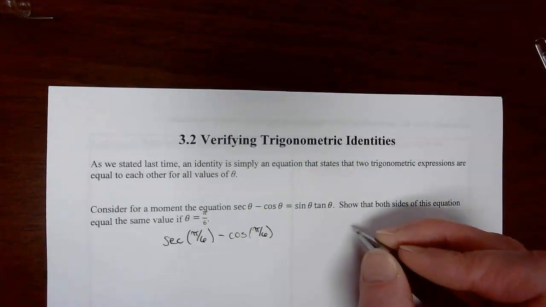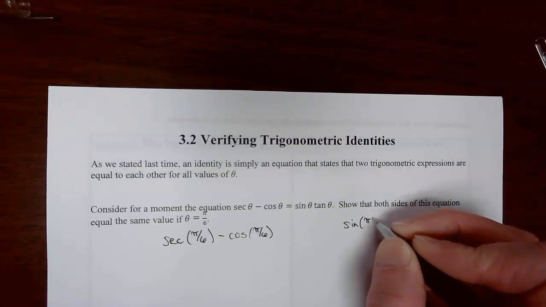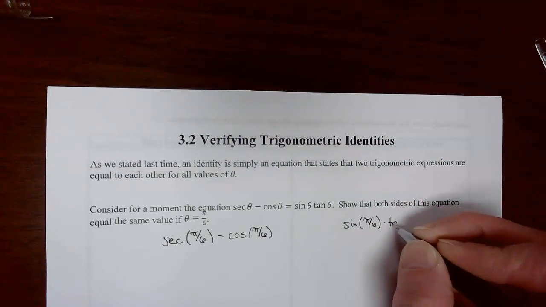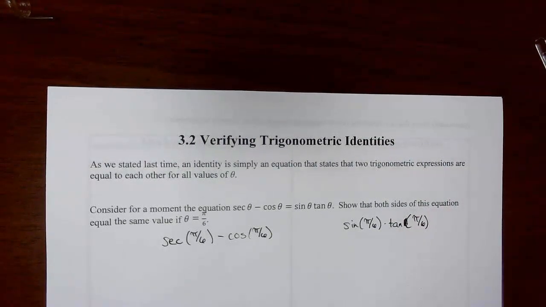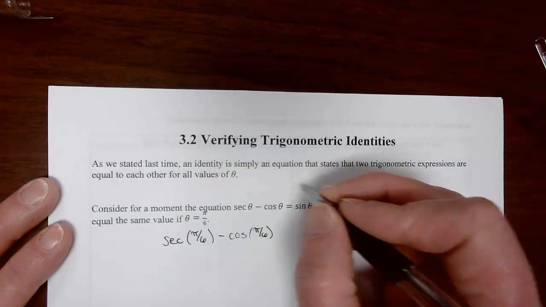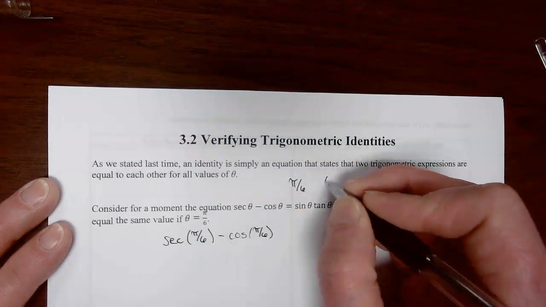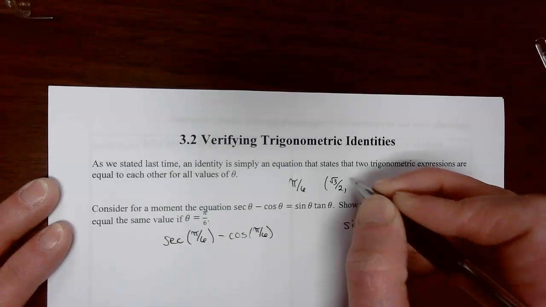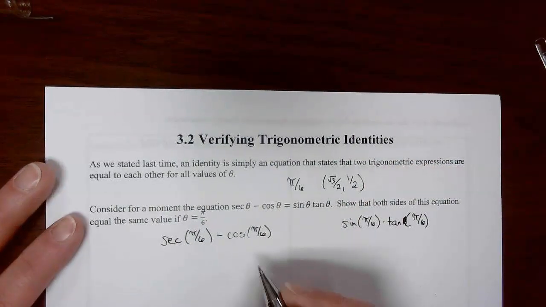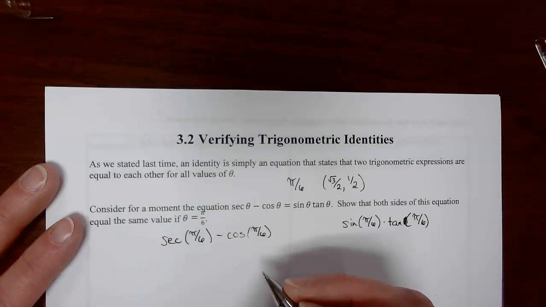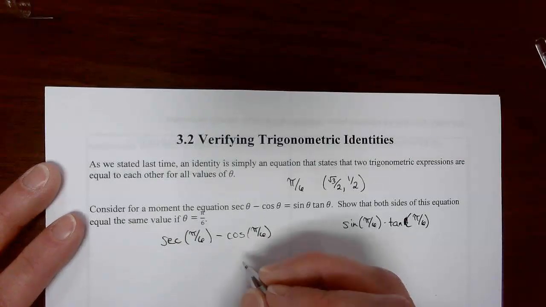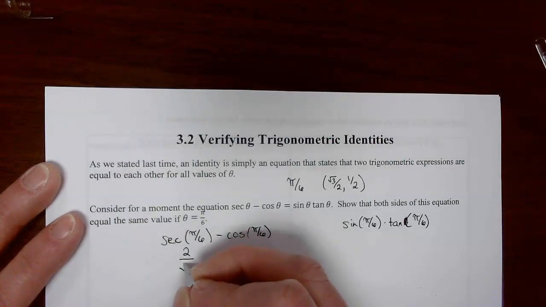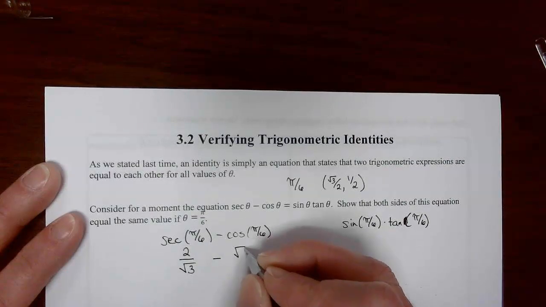And on the other side of the equation, I have sine, and I have tangent. And if I look at my unit circle, pi over 6 has the point square root of 3 over 2, comma 1/2. So cosine is square root of 3 over 2. Secant would be 1 over that. So it'd be 2 over the square root of 3 minus square root of 3 over 2.